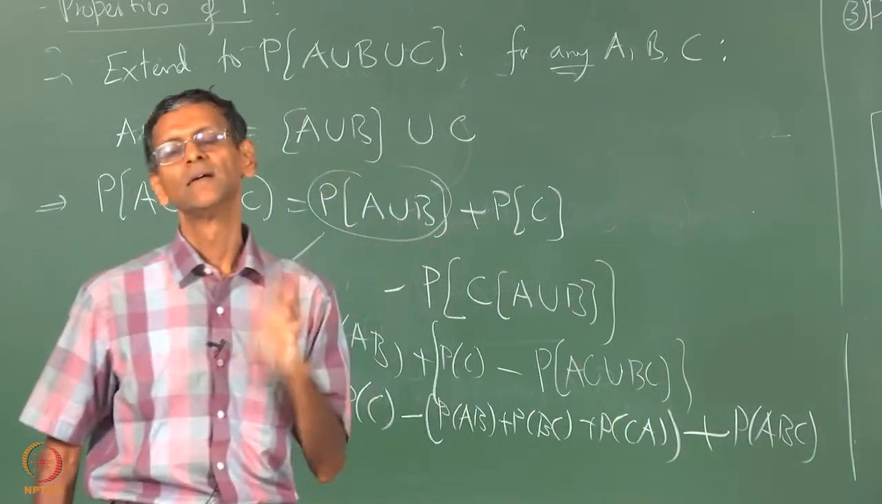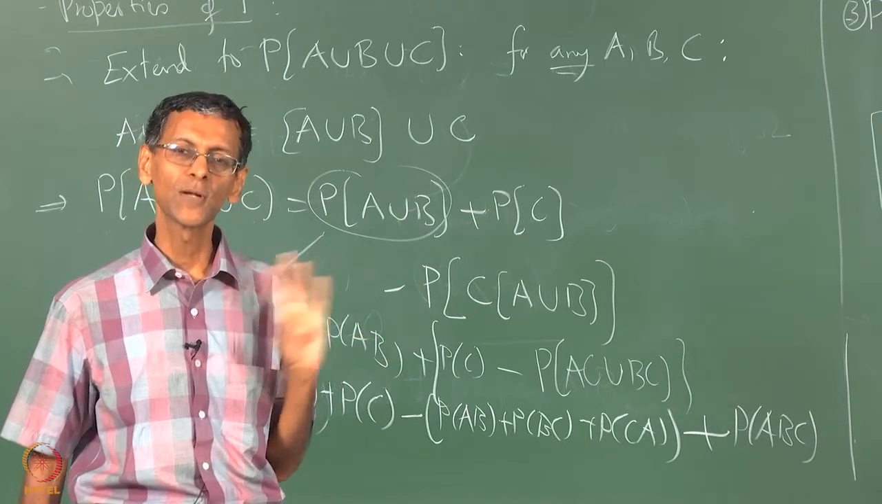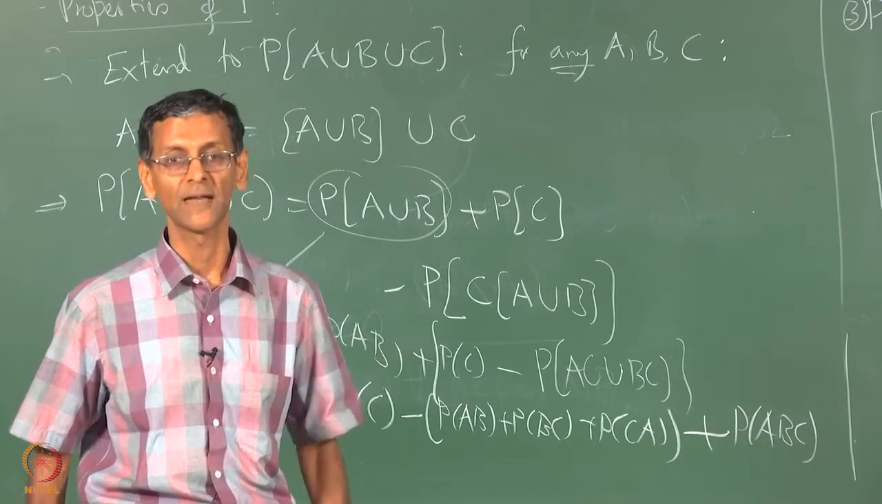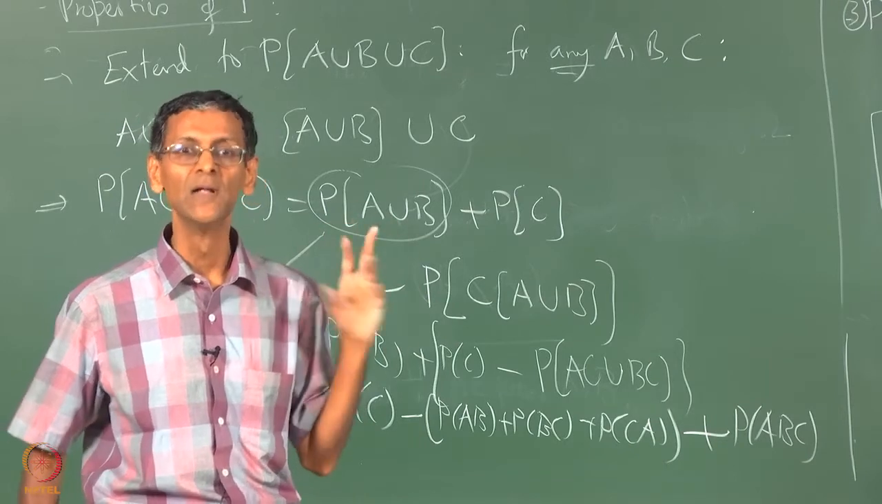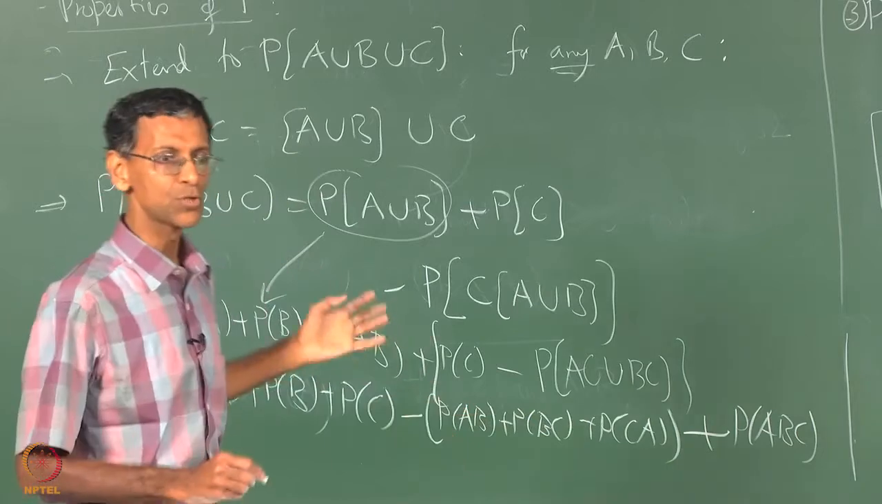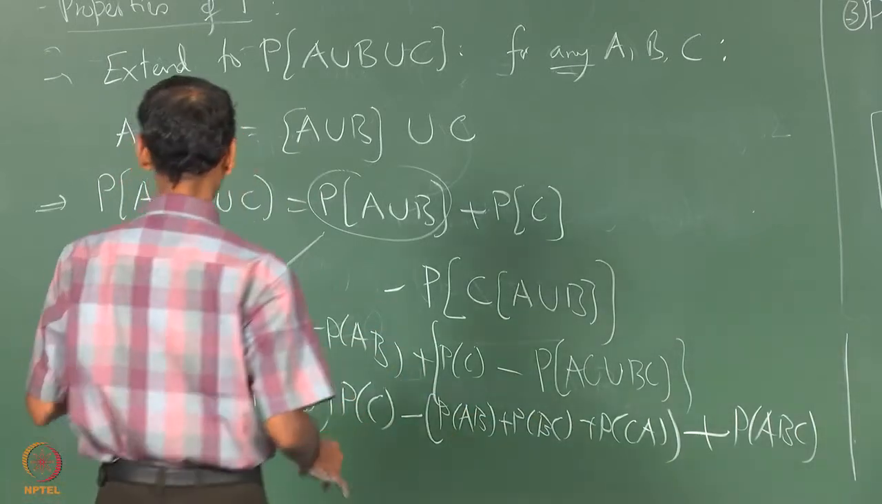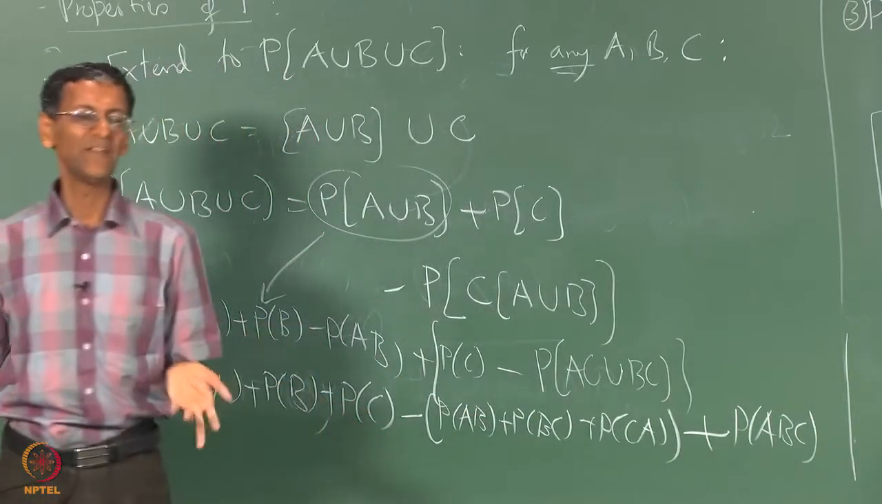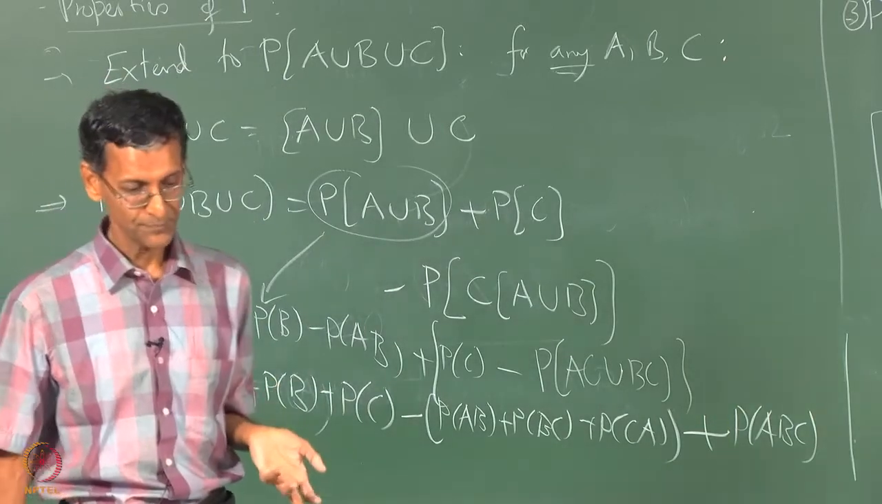So it will keep going, the extra terms will come with an alternating plus minus sign. It is called the inclusion exclusion principle. I do not want to write the general version of it, you can go look it up, the inclusion exclusion principle for the union of n events, in general.